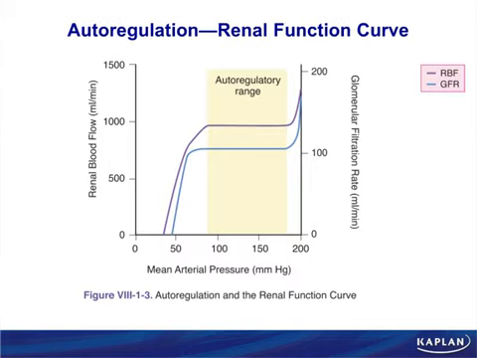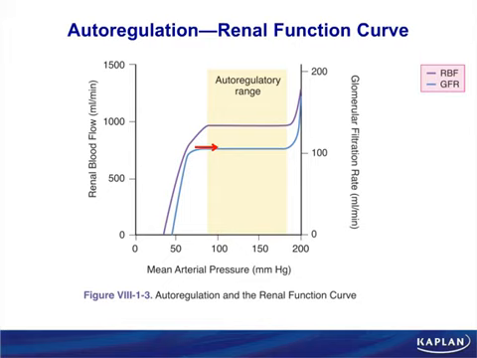So this slide gives you a graphical representation of the concept of autoregulation. Autoregulation means that the kidneys are able to keep the renal blood flow and the GFR constant at wide variations of the mean arterial pressure. So let's take a look. As the mean arterial pressure increases and increases and increases, both the renal blood flow and the GFR remain constant. That's what autoregulation means. This occurs because of the afferent arterioles.